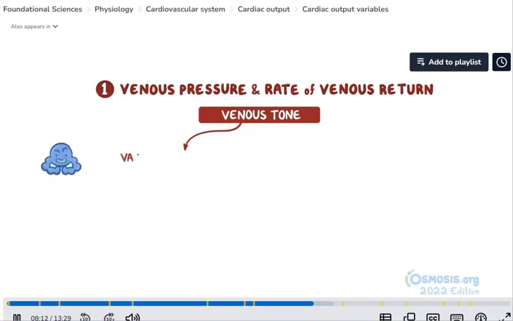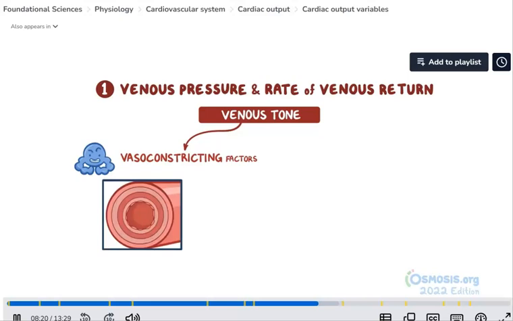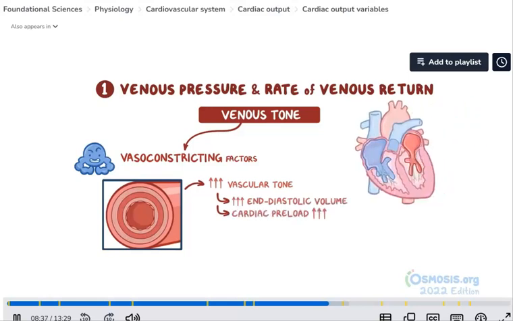On the other hand, vasoconstricting factors, such as sympathetic stimulation during the fight or flight response, constrict smooth muscle cells within the vessel walls, thereby increasing the vascular tone of the veins. This results in an increased venous return to the heart. Eventually, this leads to an increased end-diastolic volume and therefore increased cardiac preload, which helps send more oxygenated blood to organs and tissues. This might come in handy if a pack of kangaroos started chasing you at the mall.